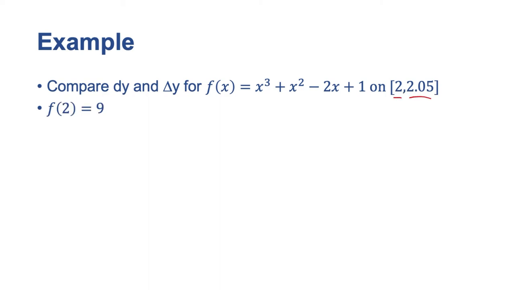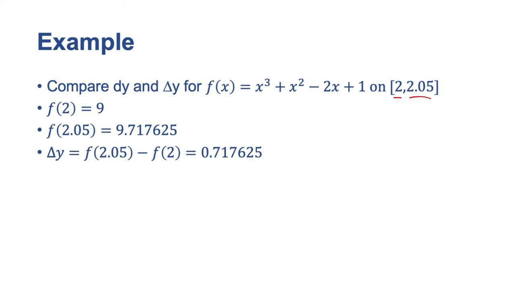So f of 2 is 9, that's a simple calculation, and for a less simple calculation, you might want a calculator, f of 2.05 is 9.717625. All right. And now we can compute delta y by subtracting these two. So f of 2.05 minus f of 2, that's going to be 0.717625. Great.